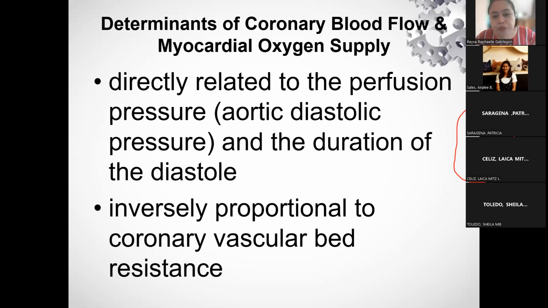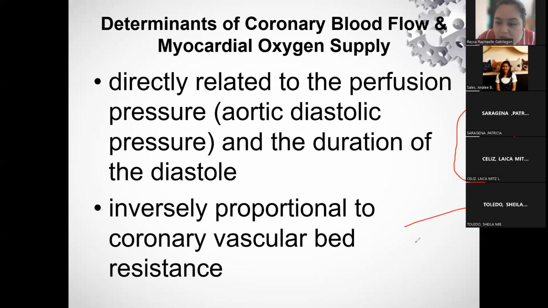So kung okay lang yung diastole mo, yung duration ng diastole, normal, and then yung pressure class is also normal, so definitely, magsusupply siya ng enough oxygen, enough blood on the heart. So enough oxygen din yan siya. Pero yung supply ng dugo sa heart class is inversely proportional to coronary vascular bed resistance.